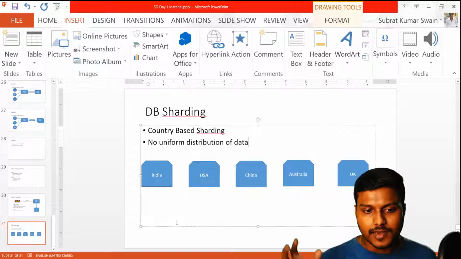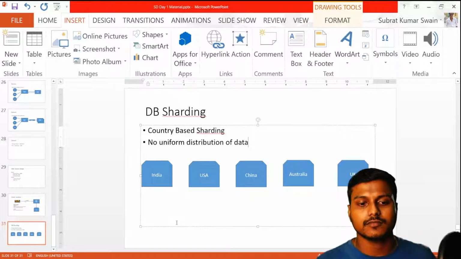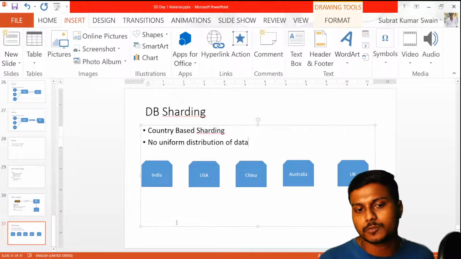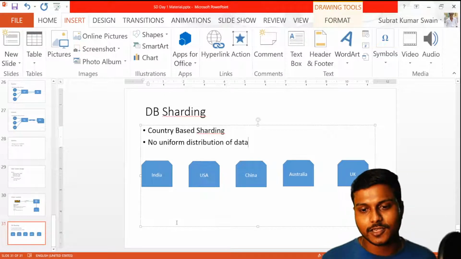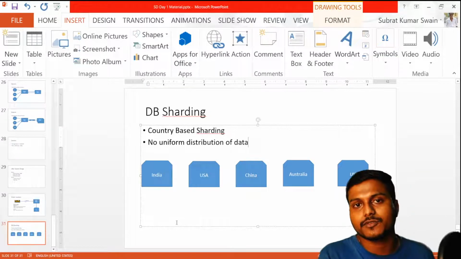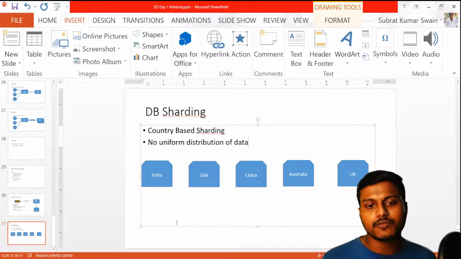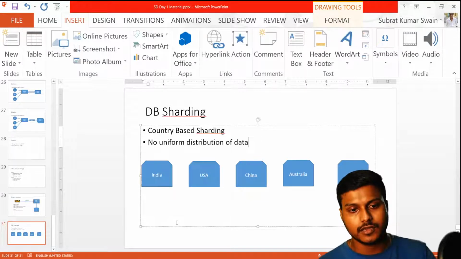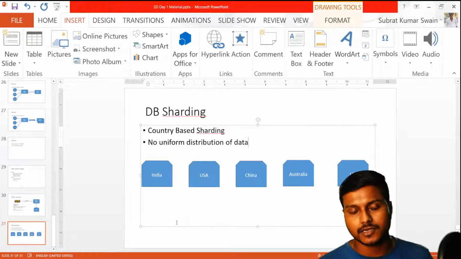Let's say in India there are so many users. So India has become a hotspot, that's what we call it. India is a hotspot, and the rest of the countries maybe have very few users, so very little memory space would be occupied in those databases. So no uniform distribution of data is done in country based sharding. That's why we go for other ways of sharding, guys.